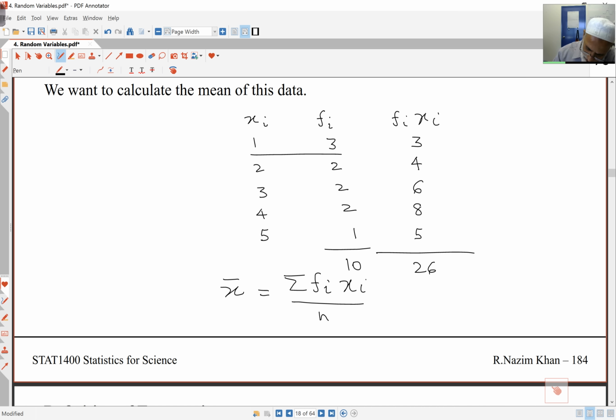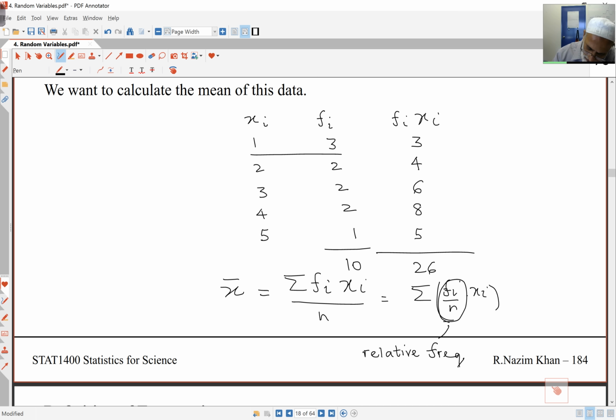Now the n is constant, so I can play with this a little bit. I can take this as fi over n times xi, and then sum them up. So for example, if I take a look at this fi over n idea, we call this a relative frequency. In other words, it's the proportion of times my data xi occurs. Relative frequency.